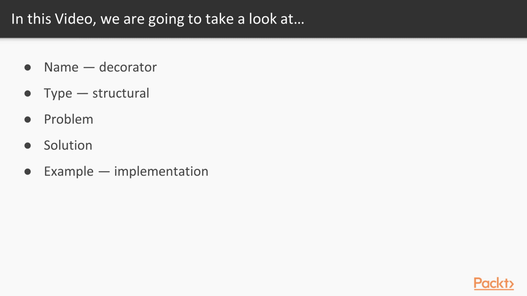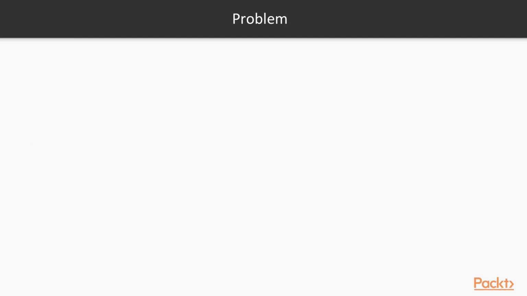The name, of course, is decorator. This is a structural type of design pattern, not to be confused with the other design pattern types we have, which are behavioral and creational. We'll take a look at the problem in depth, and then the solution, and then we'll take a look at an example implementation. This implementation will take several videos to create, so in this video, we're simply going to start it off.